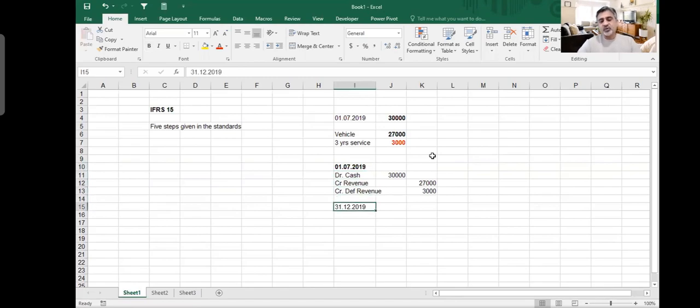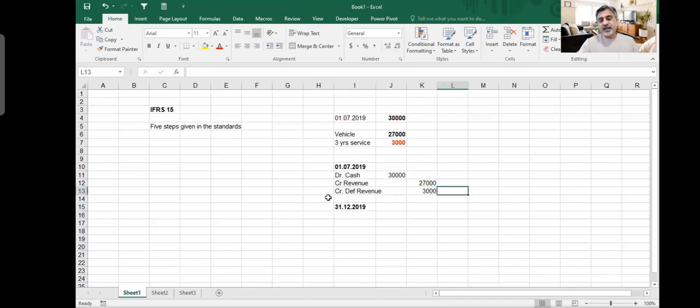And then of course, your year is ending. Let's suppose that your year ending is 31st December. So 6 months have passed: July, August, September, October, November, December, and you are allowed to recognize the service revenue for these 6 months. 6 months of service has already been provided, period of time. So 6 months service revenue can be recognized.